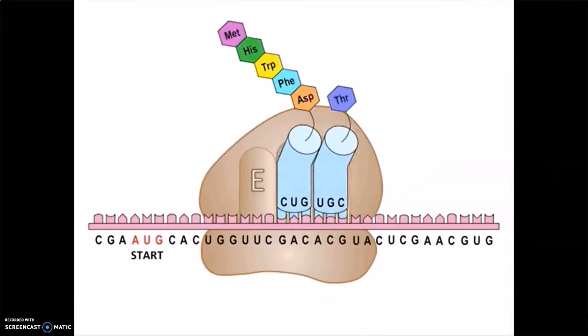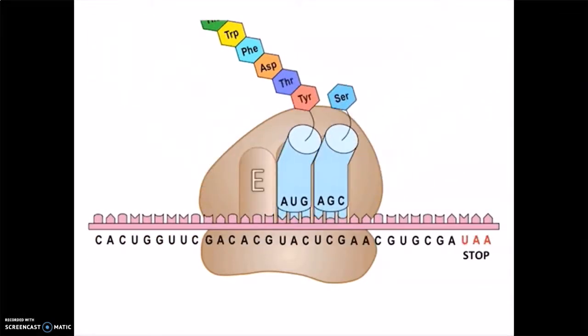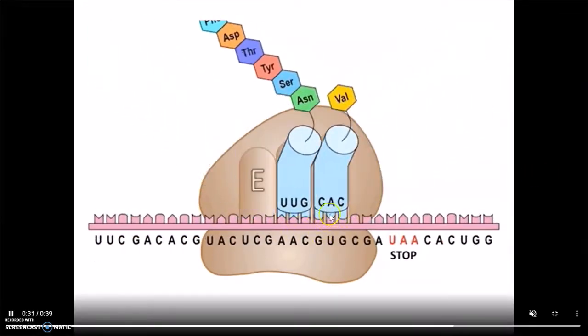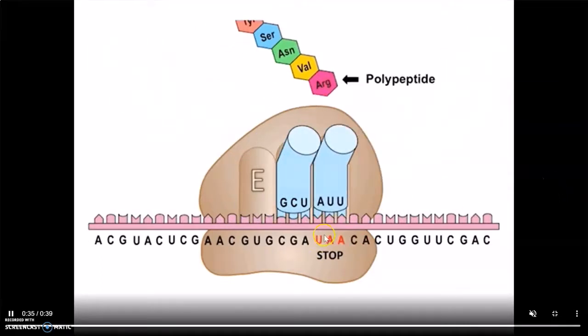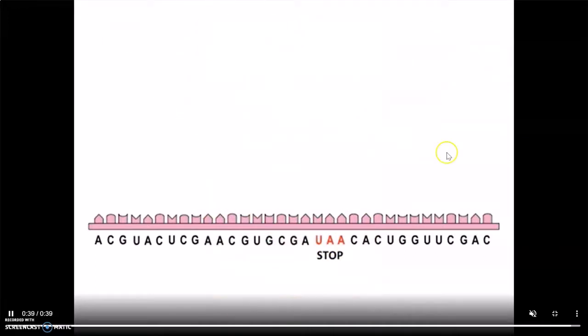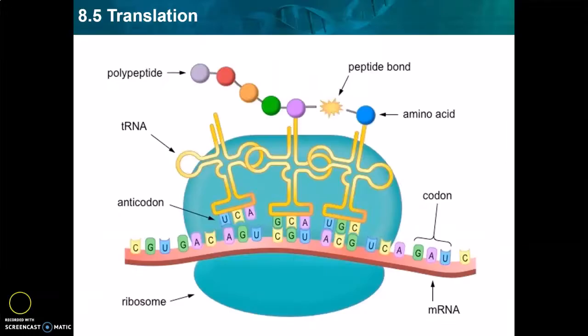One tRNA after another comes in. Its anticodon is always complementary to the codon, and that happens until it gets to a stop codon. The stop codon is the cue for that protein and the ribosome to disassemble. So I want to leave you here with this one final summary image. We've now talked about all of the steps of the process. Hopefully all of these labels now make sense to you.